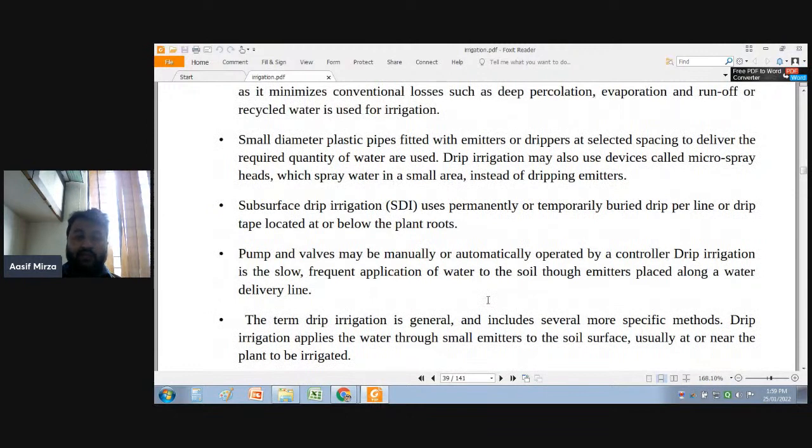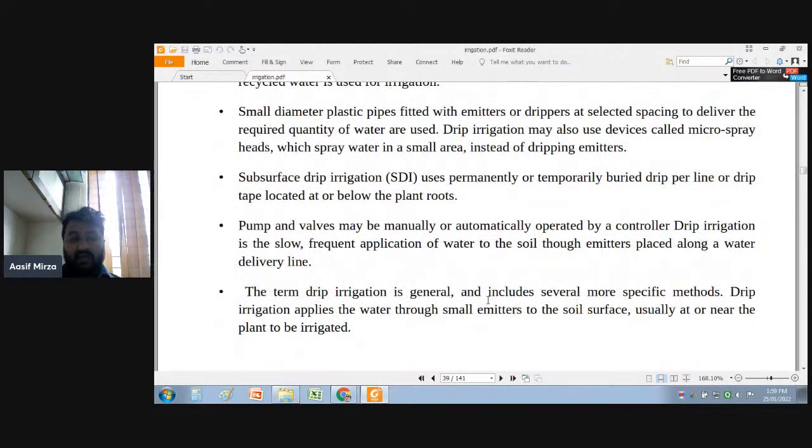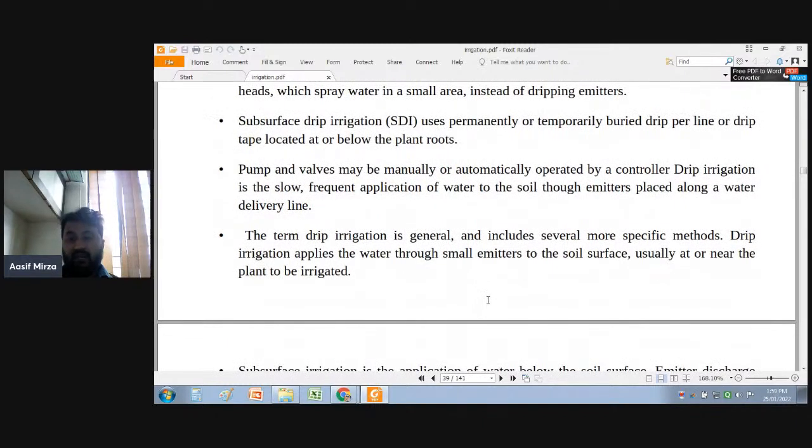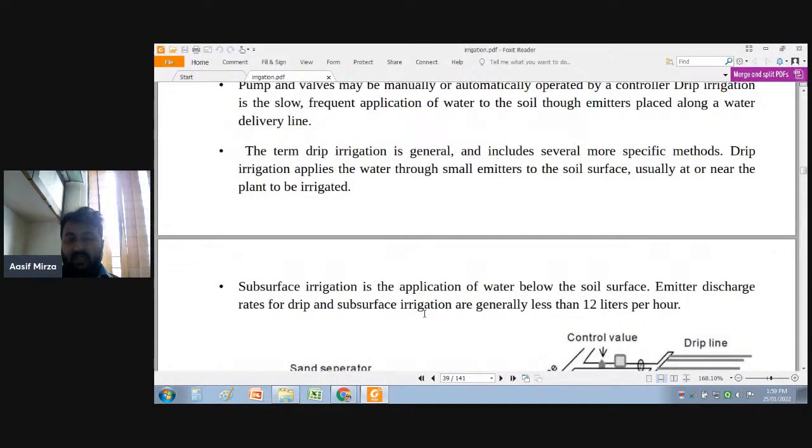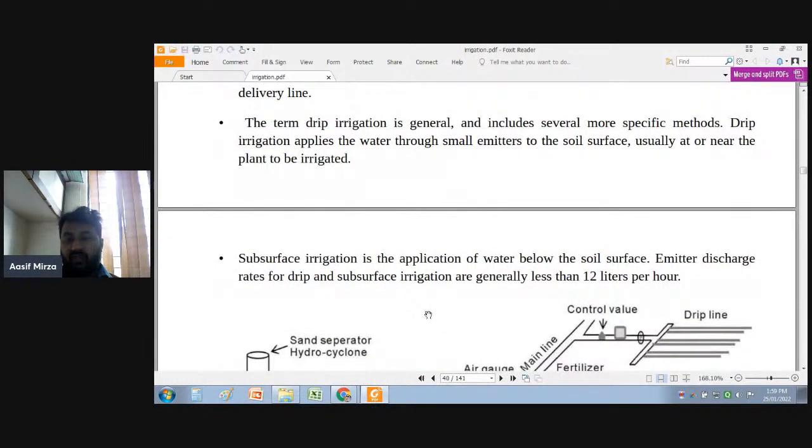Now, the term drip irrigation is general and includes several more specific methods. Drip irrigation applies the water through small emitters to the soil surface, usually at or near the plant to be irrigated. Subsurface irrigation is the application of water below the soil surface. Emitter discharge rates for drip and subsurface irrigation are generally less than 12 liters per hour.